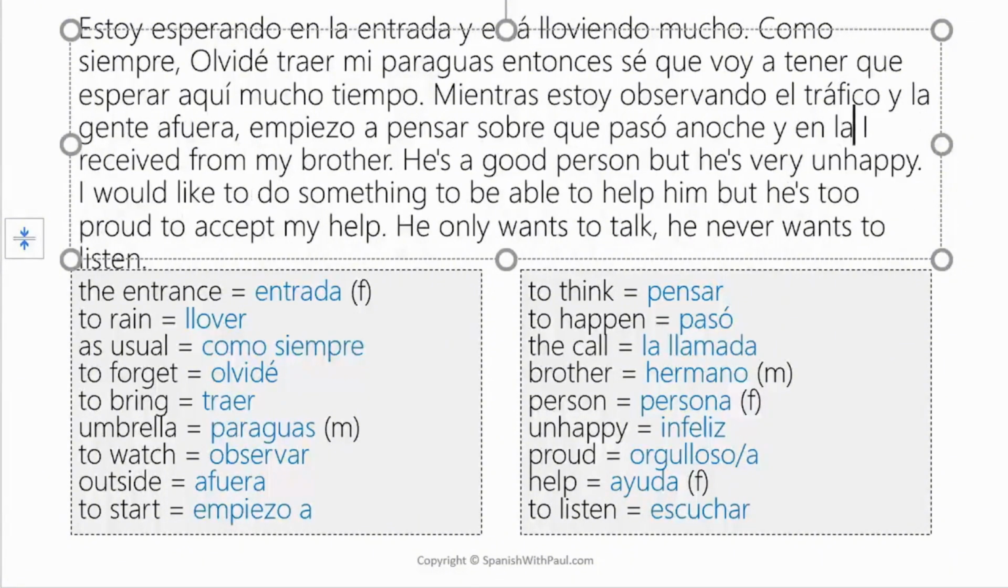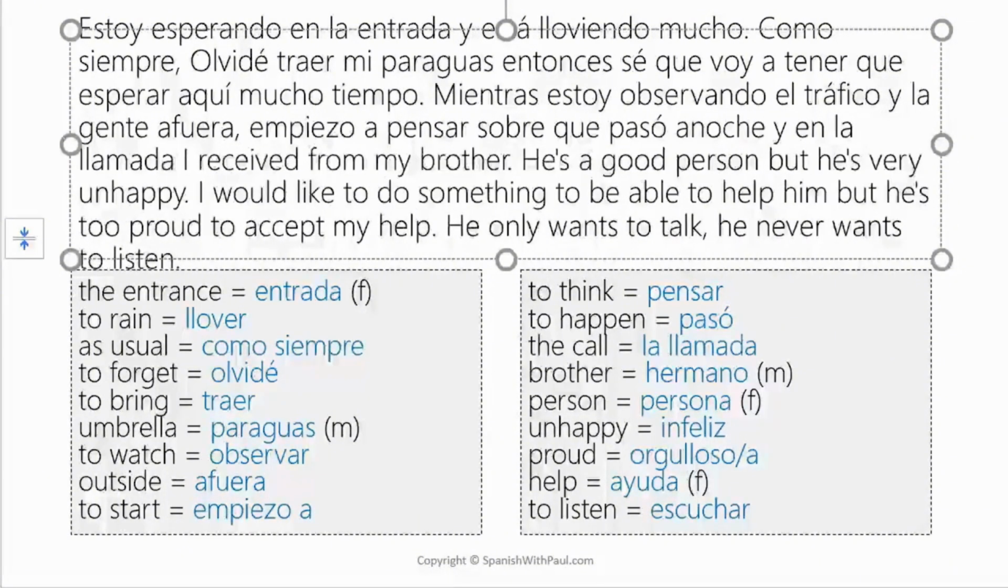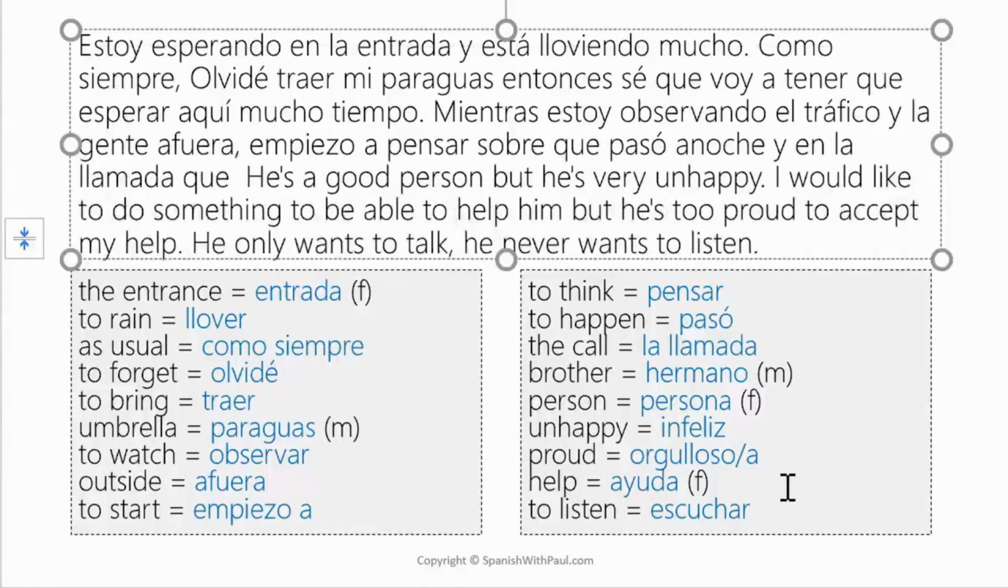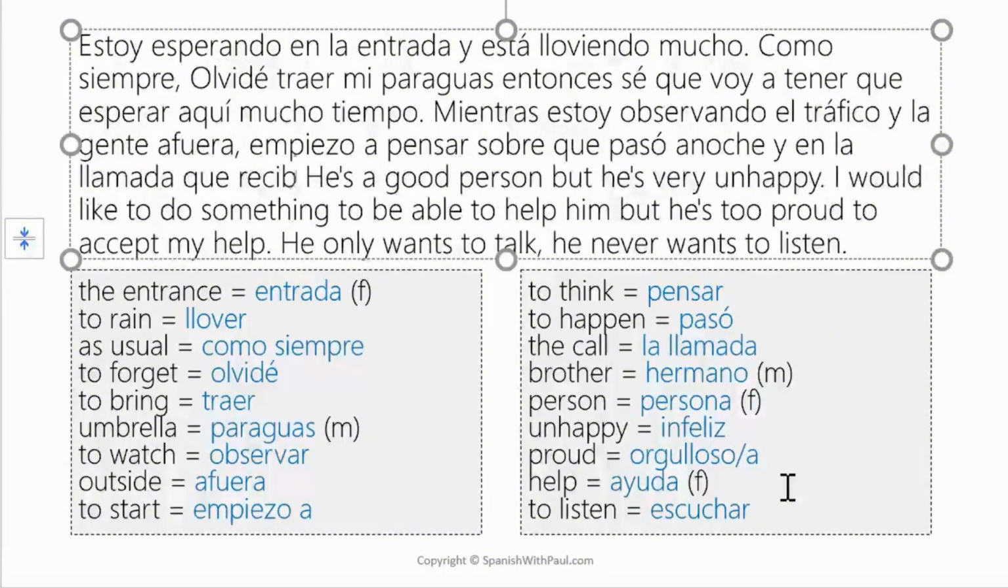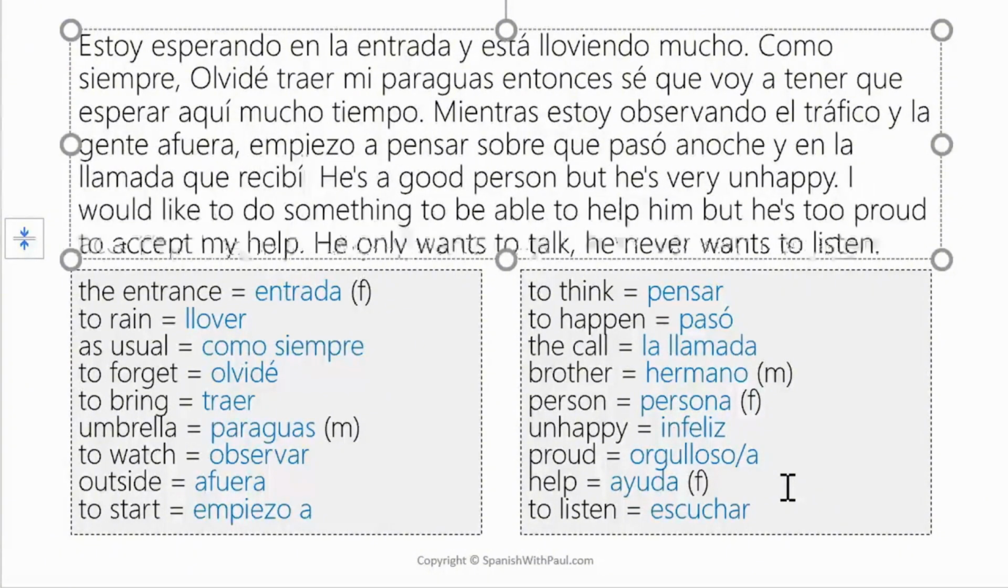So the call is la llamada. I received from my brother. In English, we could also say about the call that I received from my brother. So again, we must put it in Spanish. So, y en la llamada que recibí, the verb is recibir. So recibí, I received. Again, simple past. From my brother, de mi hermano.